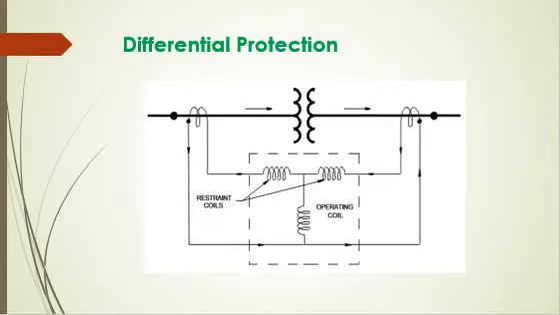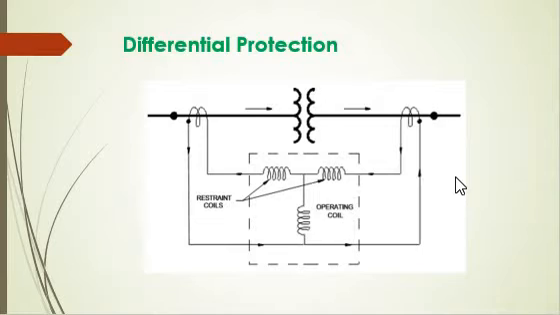The CT ratios on the transformer primary and secondary side, that is this and this one, are chosen for current balance with the tap changer in the mid or neutral position. As the tap changer moves away from the neutral position, the unbalance between the primary and secondary CT currents increases. The transformer differential relay is designed specially to accommodate this mismatch in the primary and secondary CT currents.